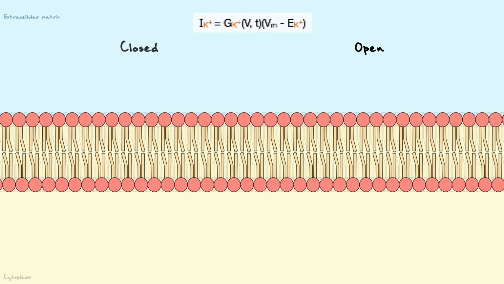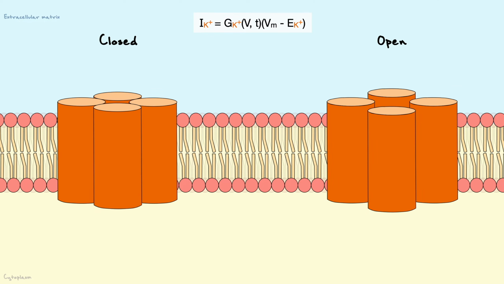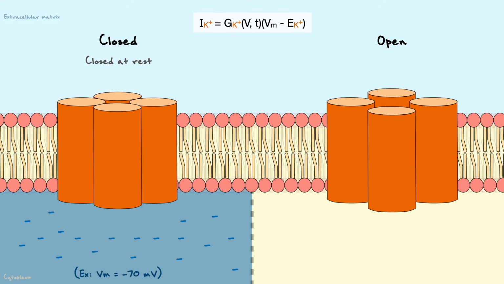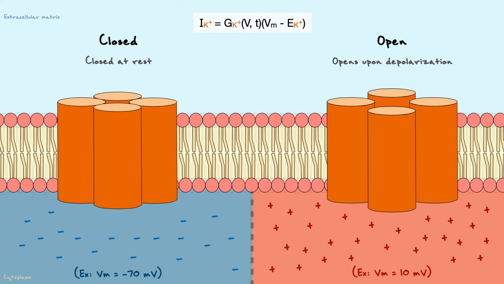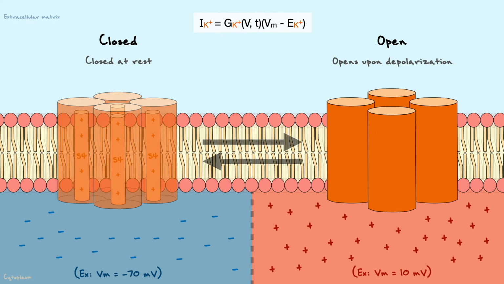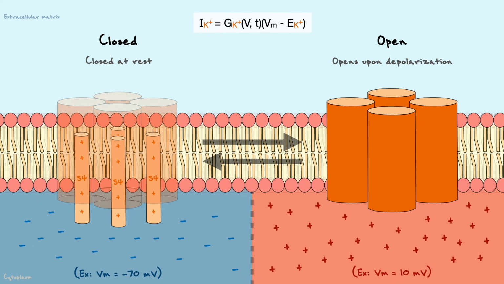From the results of the voltage clamp experiments, we know that voltage-gated channels are closed at rest, for example when the membrane potential is at -70 mV, and that they are open upon depolarization when the membrane potential is at, let's say, 10 mV. The mechanism that opens and closes the channel comes from the voltage sensors. At rest, the positive charges in the voltage sensor feel the electric field generated by the negative membrane potential and thus are drawn to the intracellular side of the membrane. When the sensor is in that position, it induces a closed conformation.